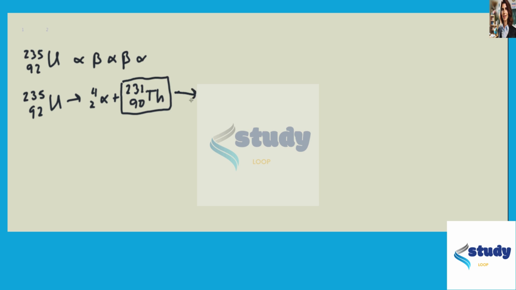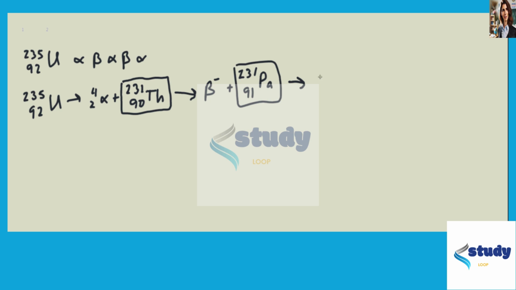Now we have a beta decay. So we have a beta here. So the charge on the thorium goes up by 1. The mass number remains the same, 91, Pa.